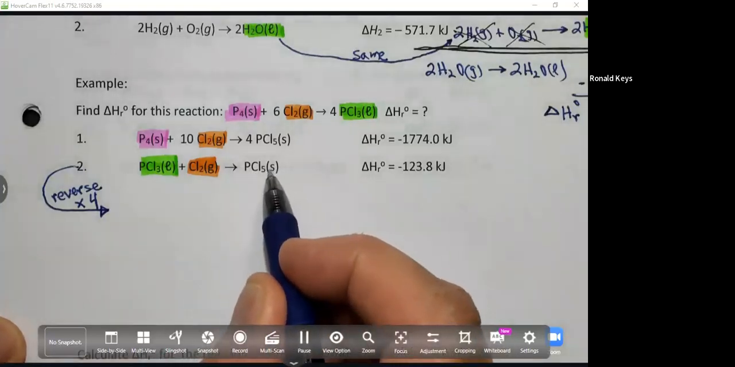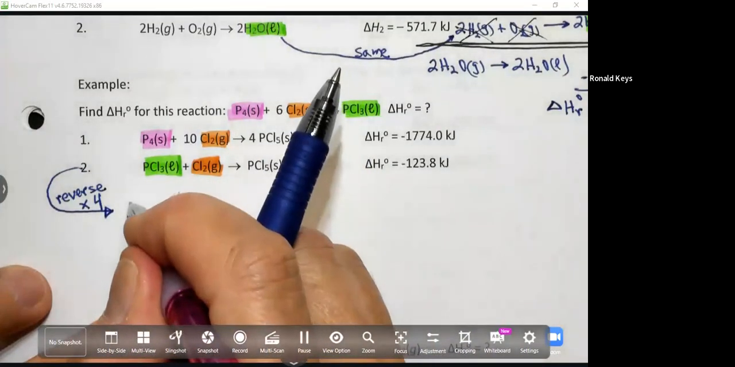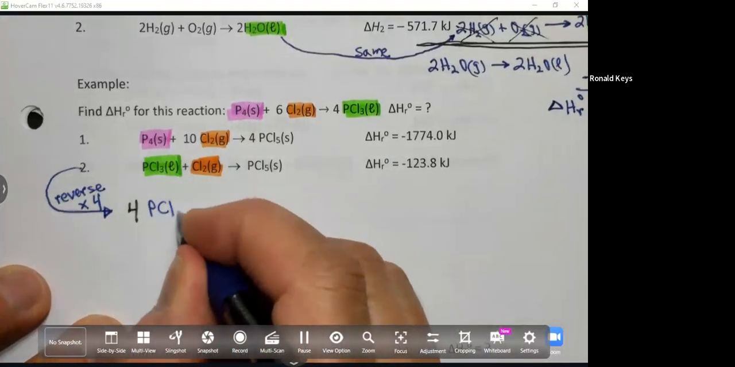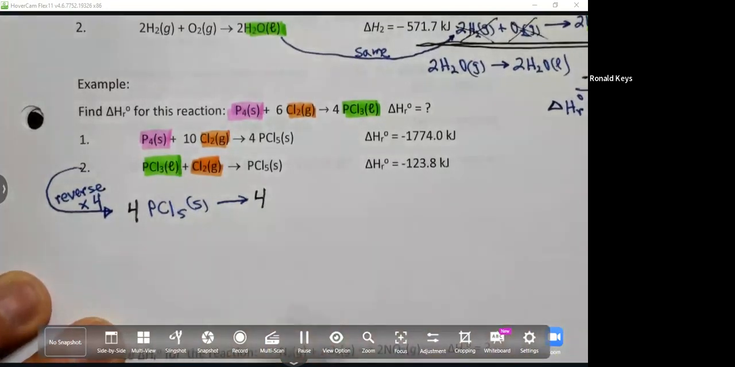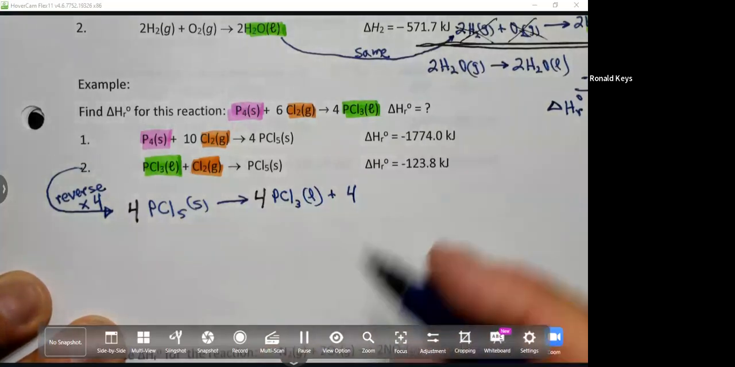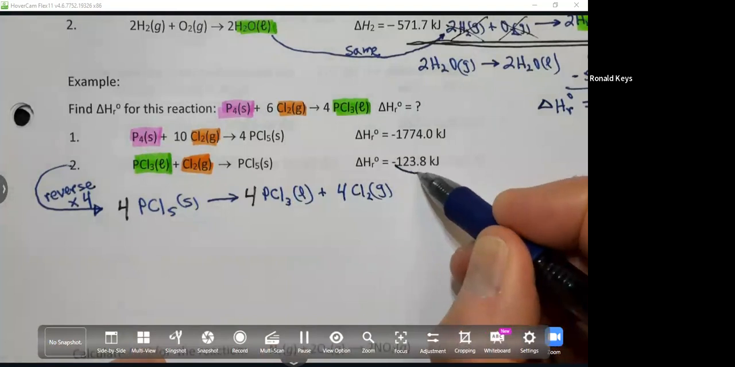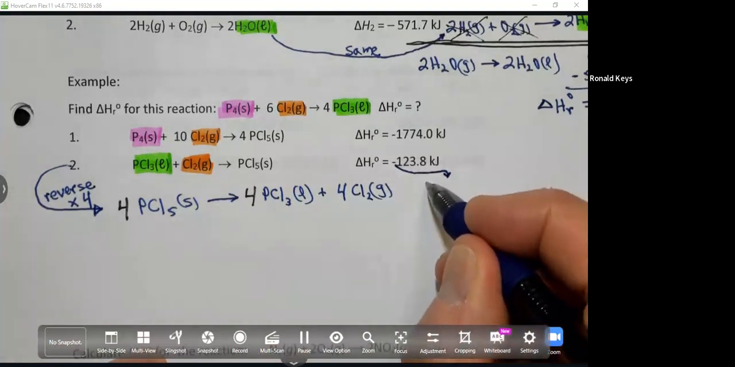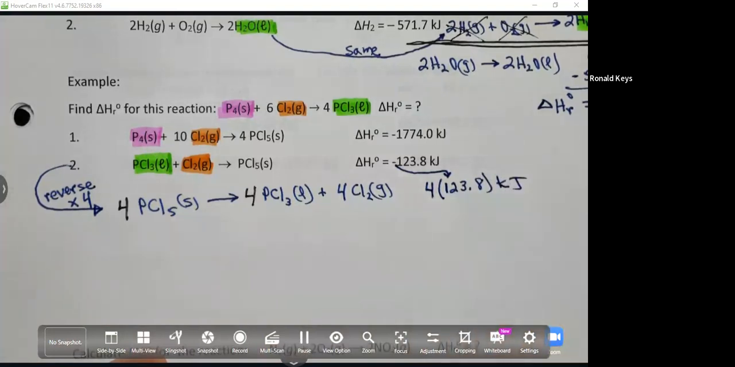Okay, so I'm going to bring the PCl5 solid on the reactant side now, and I'm going to have a 4. PCl5 solid. PCl3 liquid. Ooh, I didn't keep my colors. Cl2 gas. Now, this is going to be 4 times a positive 123.8 kilojoules. The negative becomes positive because we reversed it, right? But I've still got my 4 there.